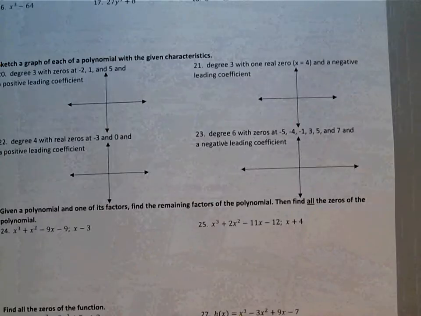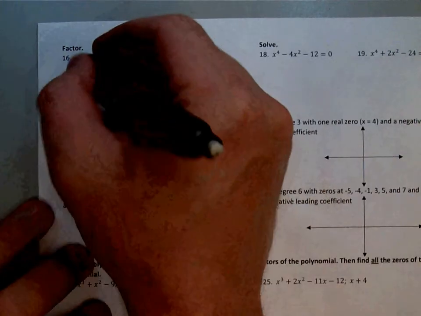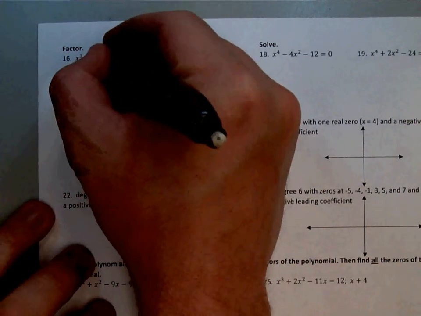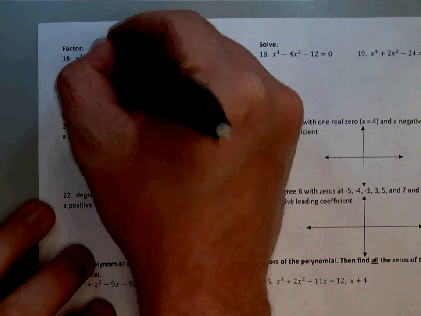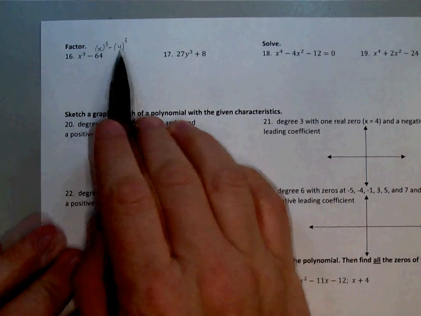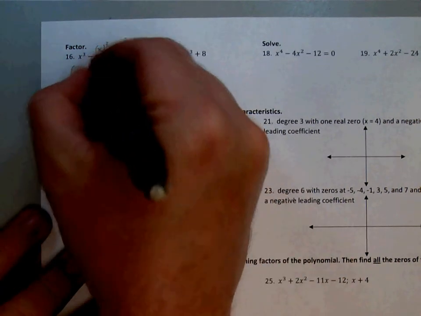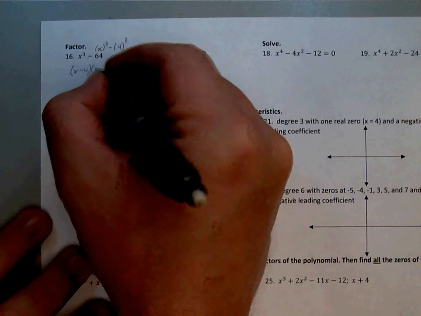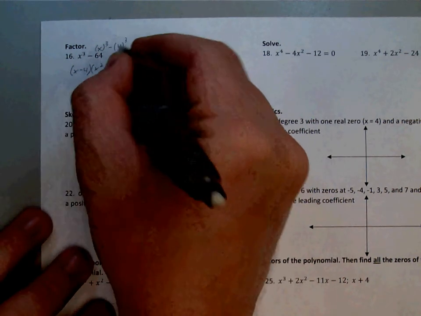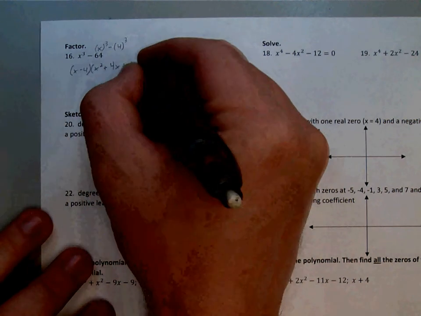Okay, back page. Factor, this is a difference of cubes. Keep in mind that 64 is the cube of 4. So when I use the factoring pattern, x is my a, 4 is my b, so plug them in accordingly. It's going to be x minus 4, then x squared plus, now multiply x and 4, we get 4x, plus, and then square 4, you get 16.